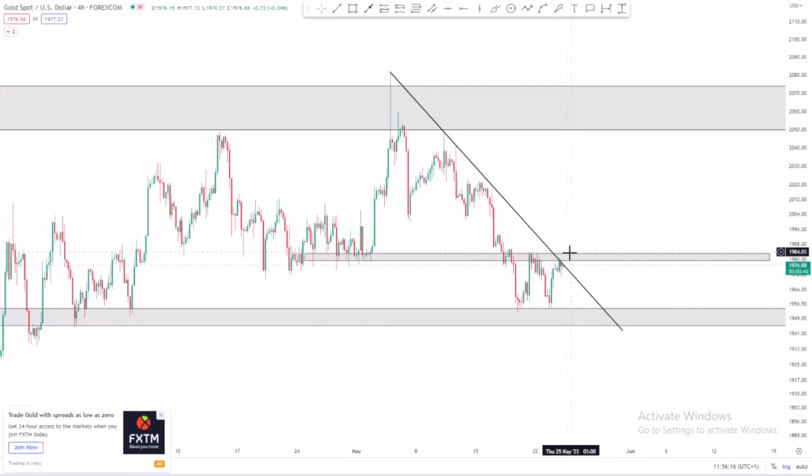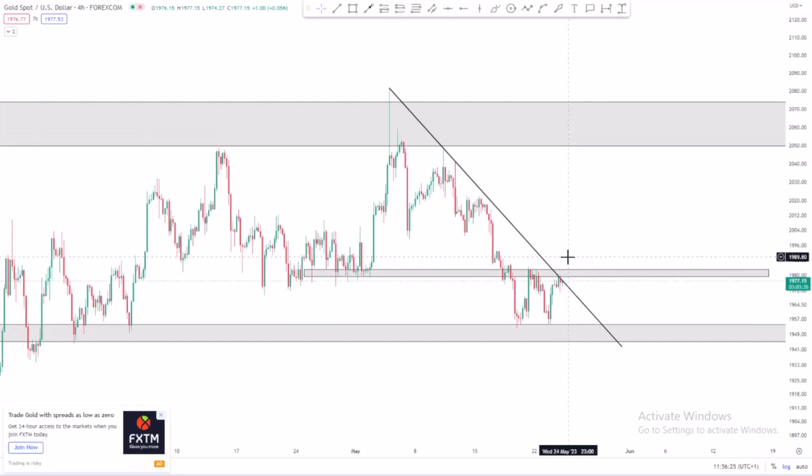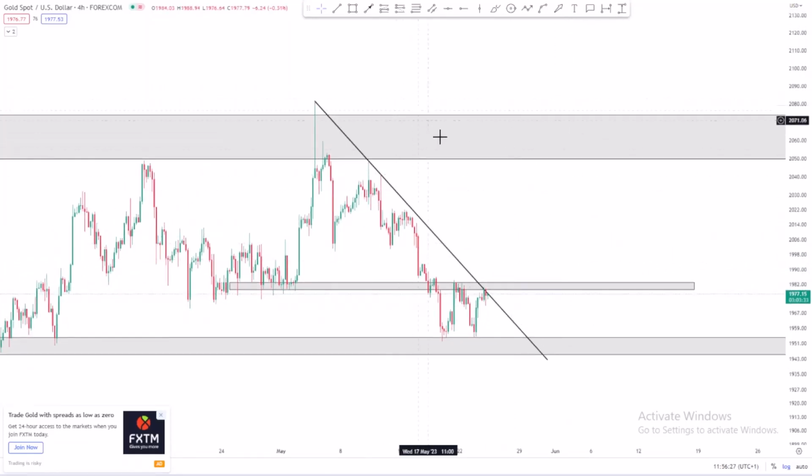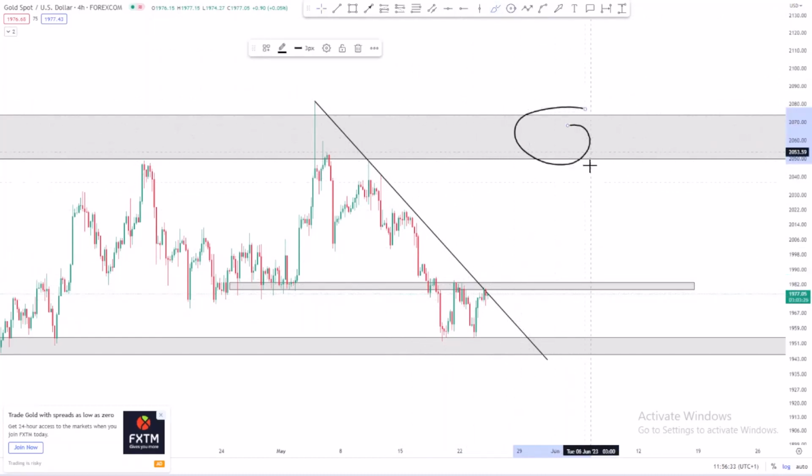But if I see a break above this trend line and this structure here, I'll be looking for a buy opportunity on my entry time frame. So that's just it. And the overall TP for this trade is up here. If I'm in a buy of this market, the overall TP is around this level here.